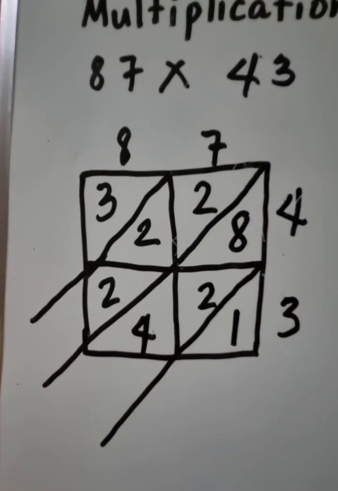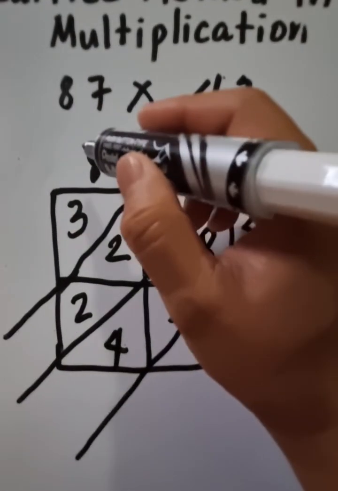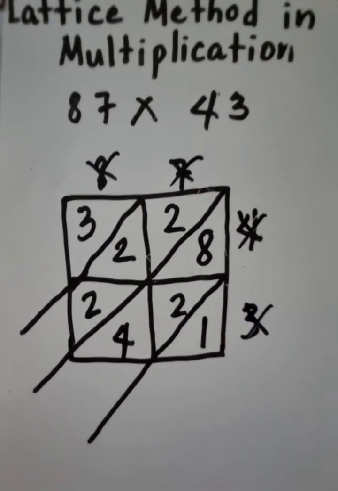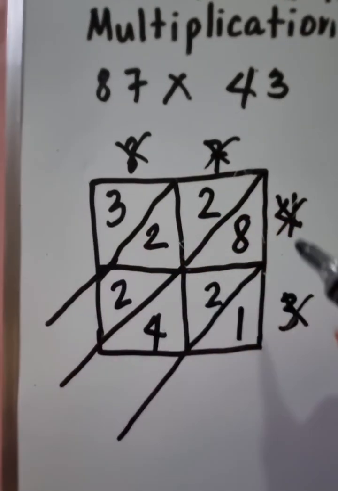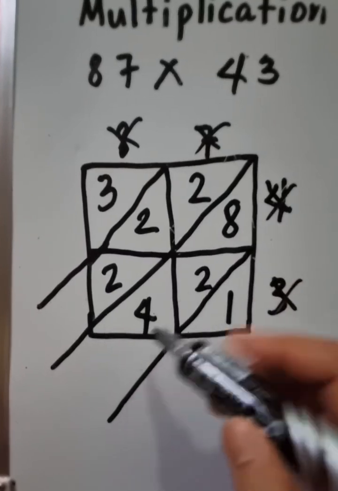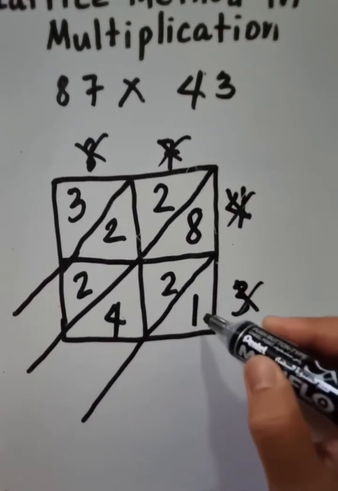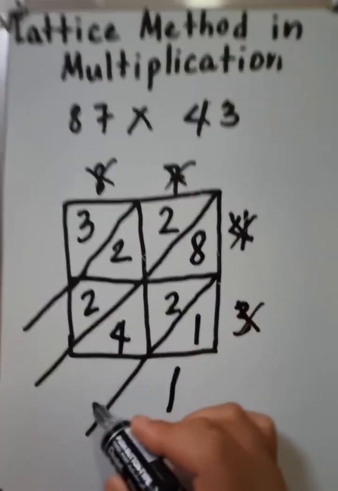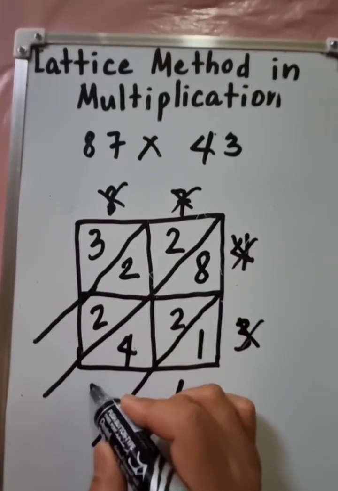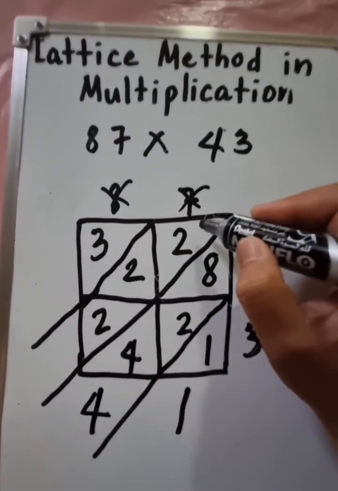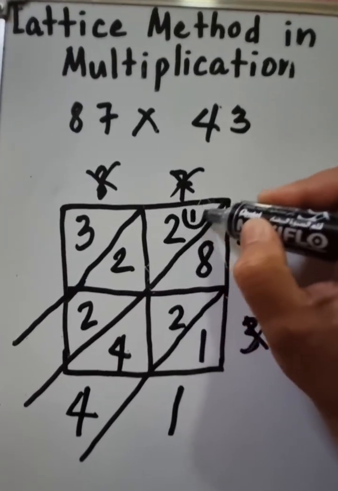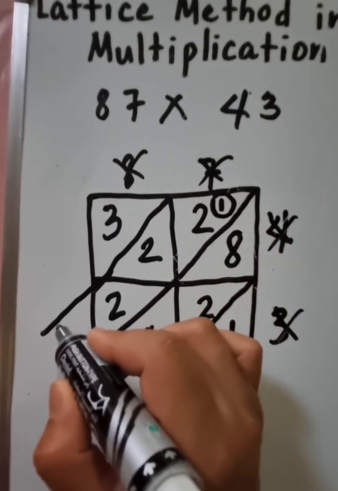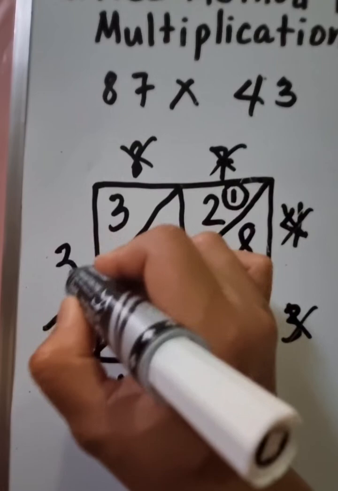Then, in order to find the product, so that you will not be confused, we're going to cross this out so that we will not be including these numbers. What you're going to do is add all of this diagonally, but you start here. That is 1, so you write it here. Then add 8 plus 2 plus 4, which is 14. So you write here the 4 ones, and you carry this 1. Then add 1 plus 2 plus 2 plus 2, which is 7. Then we have here 3.